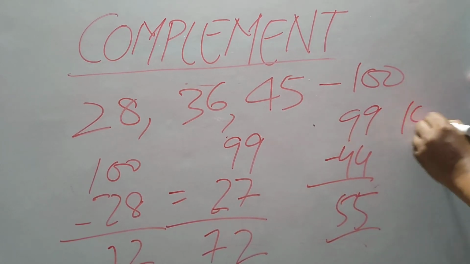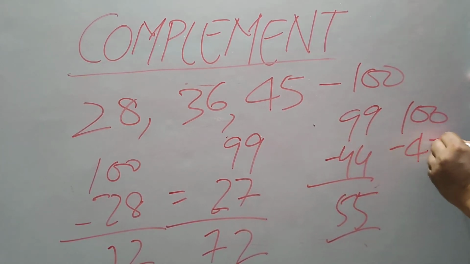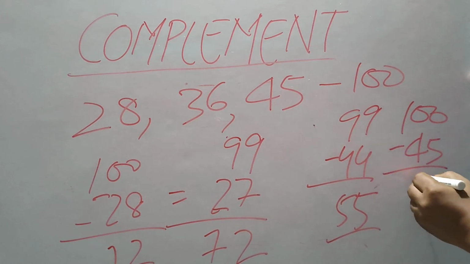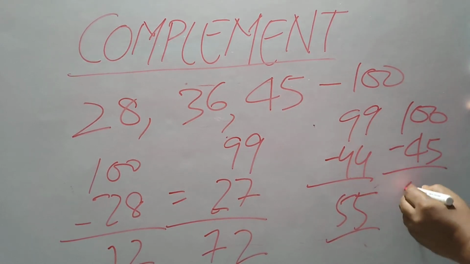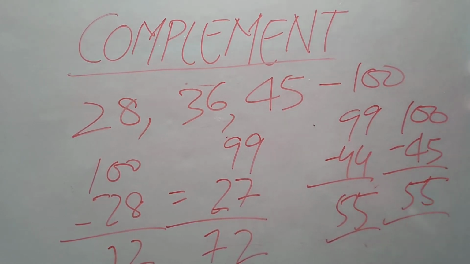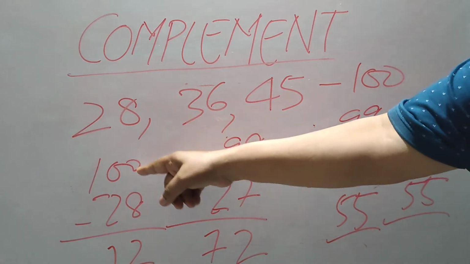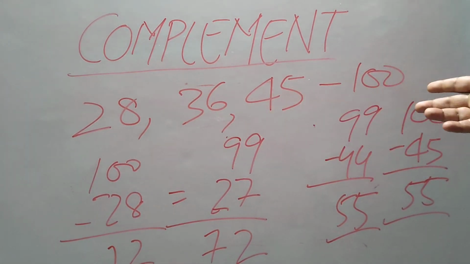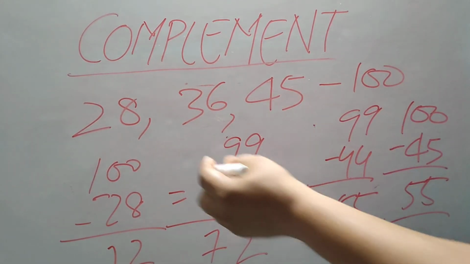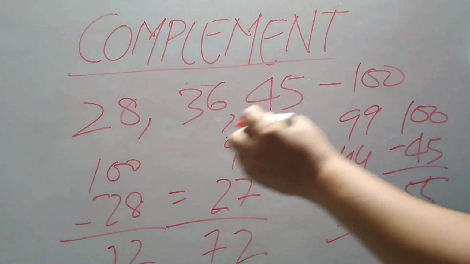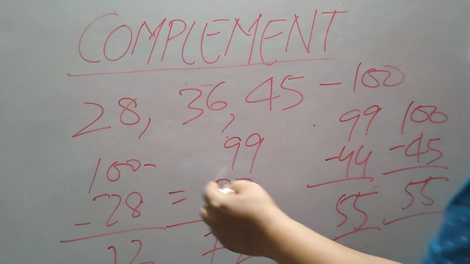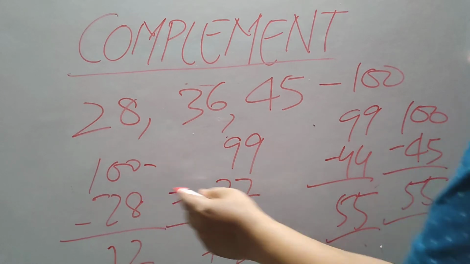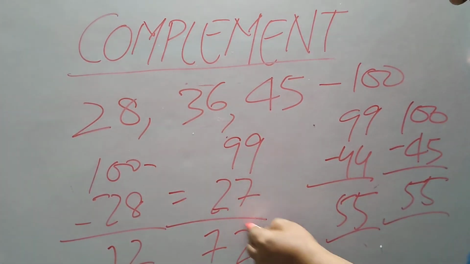Complement will be same. 100 minus 45 is equal to 99 minus 44. You can see they are same. That means you can find the complement of a number either by subtracting it from the base 100, 1000 and likewise 10,000, or you can reduce 1 from the base and similarly reduce 1 from the number and then find the complement of the number.